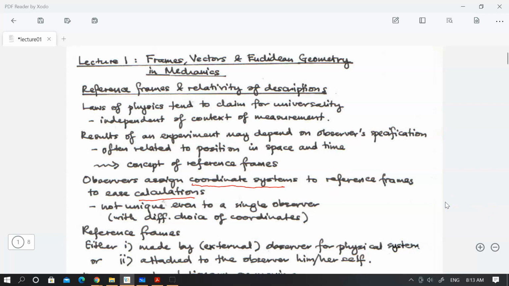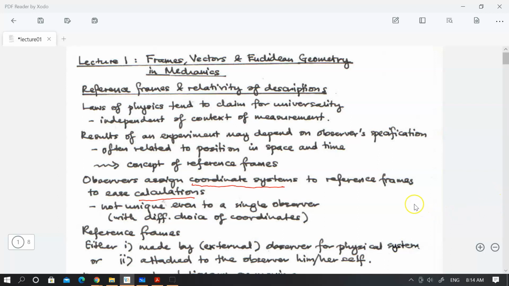Sometimes even within the same reference frame, an observer can use two different coordinate systems. So that means there's a freedom of choice of what coordinates one can use. But even greater is the fact that if you have different reference frames, then you will certainly have different coordinate systems. So one needs to take that into account when you compare experimental results or calculations.